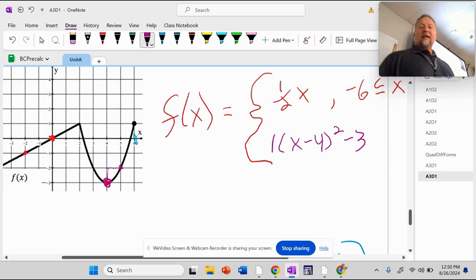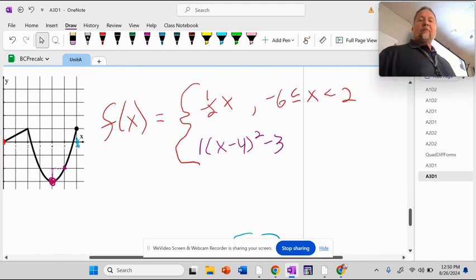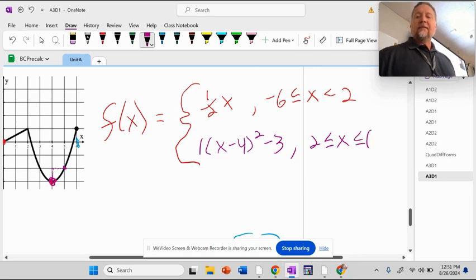Okay. So that's kind of tough coming up with an equation there. But it is from 2 less than or equal to x all the way up to 6, including 6.